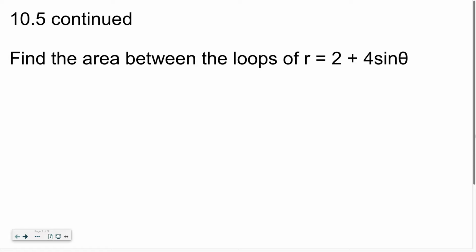Between. Wait, that's not between. I wrote the wrong thing. I wrote between curves. These are loops. I like to go into shambles and all.